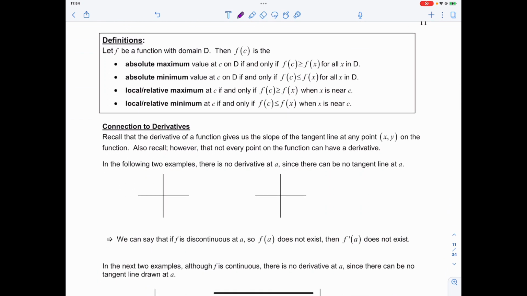If we're doing the definitions, let f be a function with the domain of D, then f of c is the absolute maximum value at c on D if and only if f of c is greater than or equal to f of x for all x in D. An absolute minimum at c if f of c is less than or equal to f of x for all x in D. A local or relative maximum or minimum if f of c is greater than or equal to f of x when x is near c.